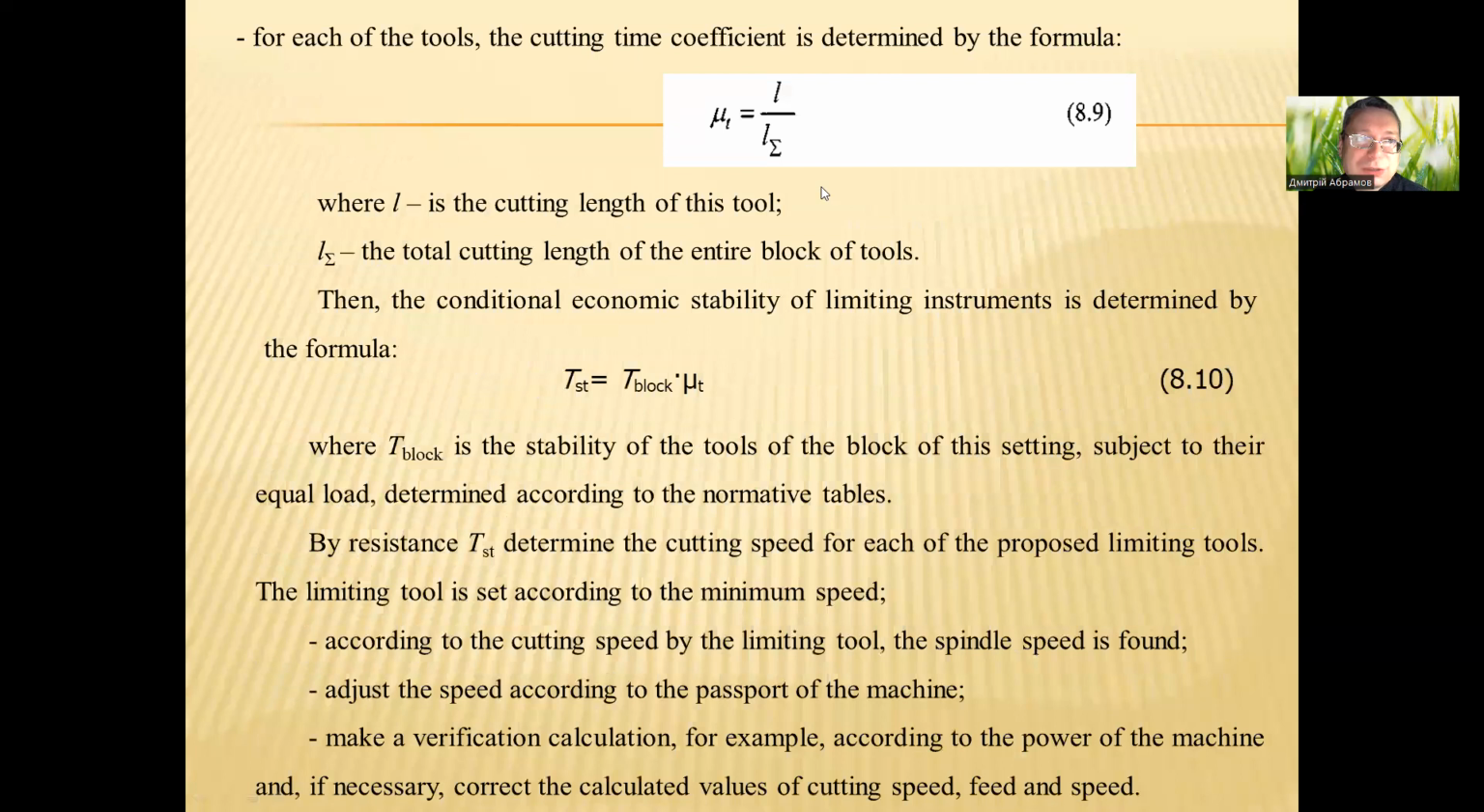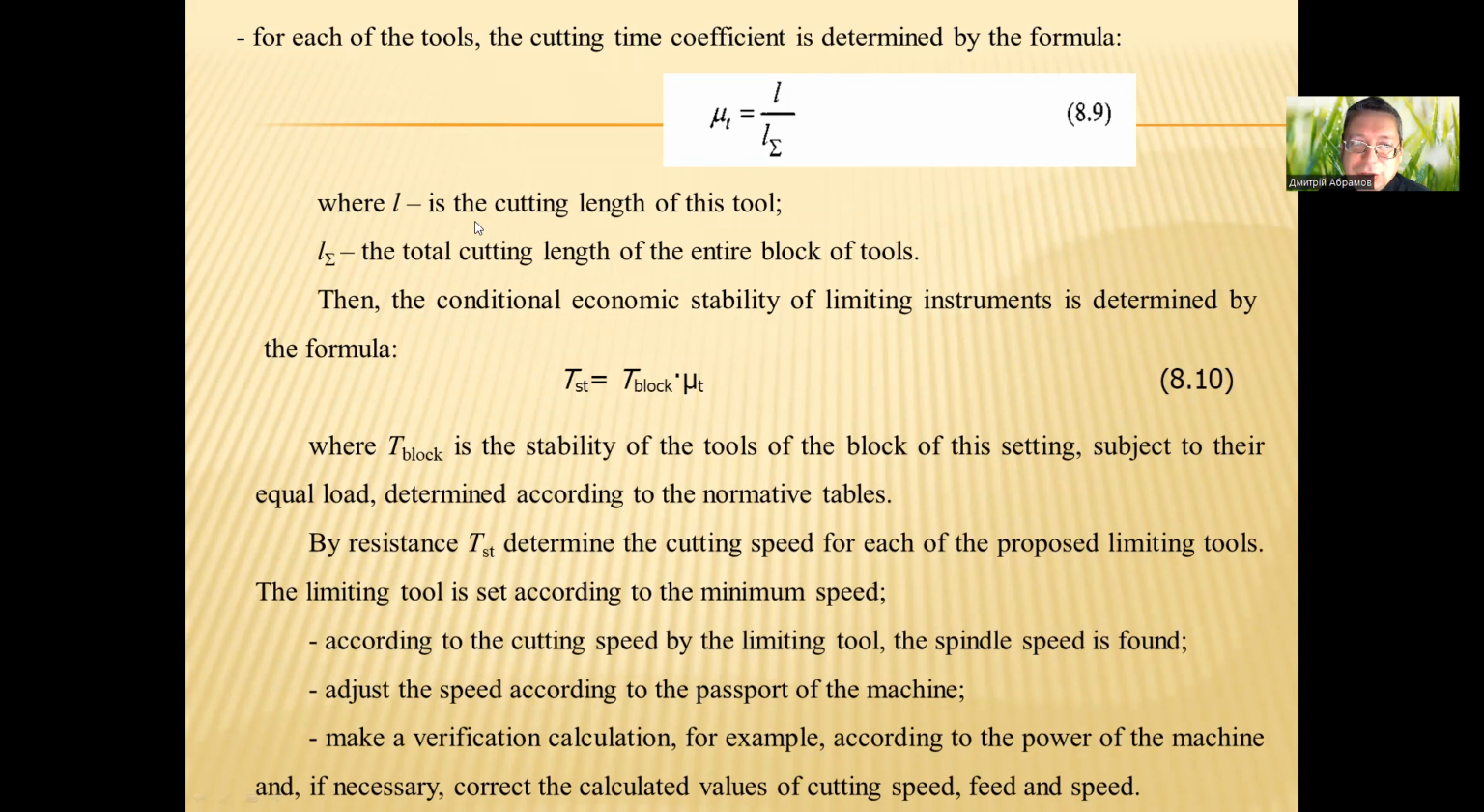For each of the tools, the cutting time coefficient is determined by the formula 8.9. μ_t is equal to l divided by L_Σ. l is the cutting length of this tool. L_Σ is the total cutting length of the entire block of tools.